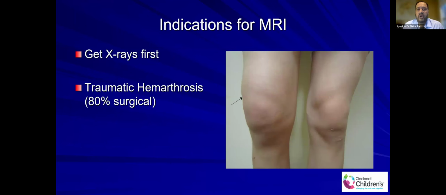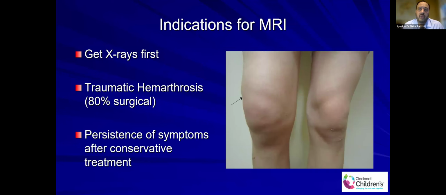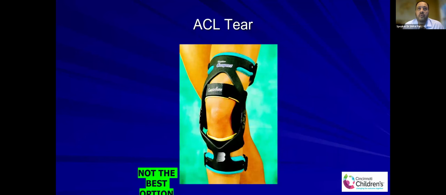If you have a traumatic hemarthrosis, 80% of the time, it's a surgical lesion, either a meniscus tear, ligament injury, or a cartilage injury. If you have a focal swelling on one side, that could be an MCL sprain if it's on the inside, or it could be a contusion if it's on one area. But when the entire knee is swollen, it's blood in the joint, it's traumatic hemarthrosis, then an MRI is recommended. However, I would always recommend getting an X-ray first to look at the shape of the joint, to look for any fractures, and it overall gives us a better sense of how the joint is rather than an MRI. And the other indication for MRI is if you have tried conservative treatment and the patient is still symptomatic, then an MRI would be helpful.